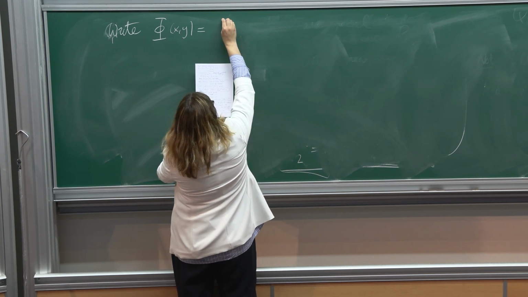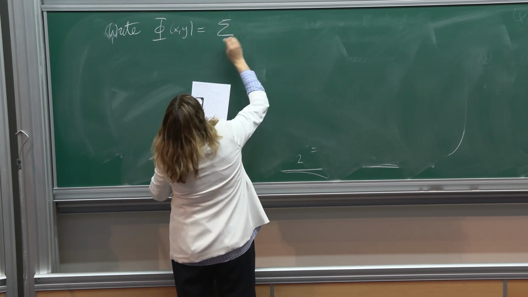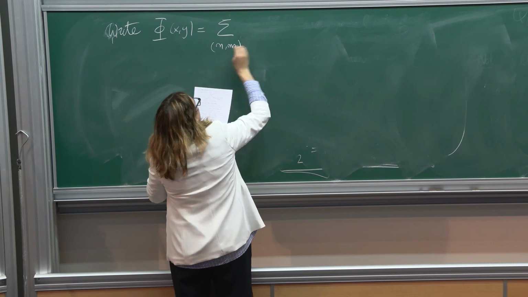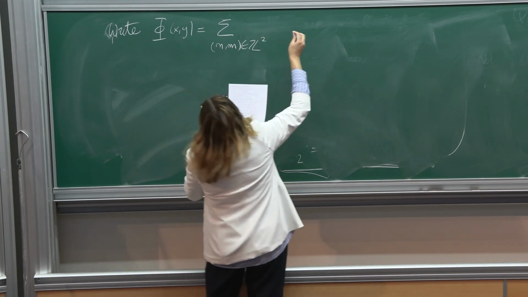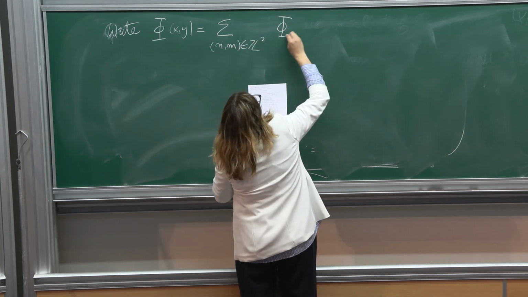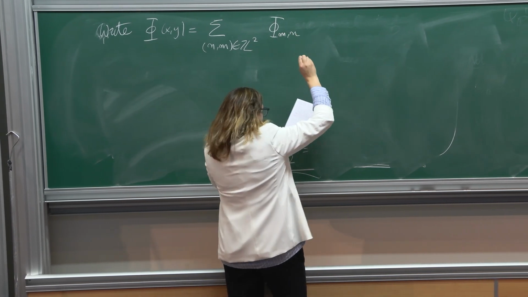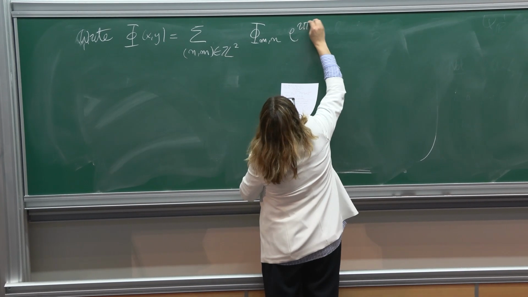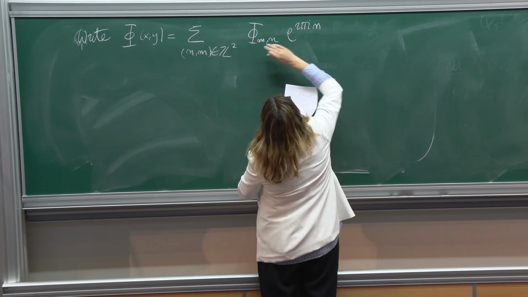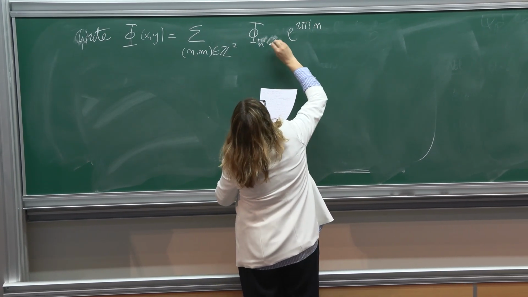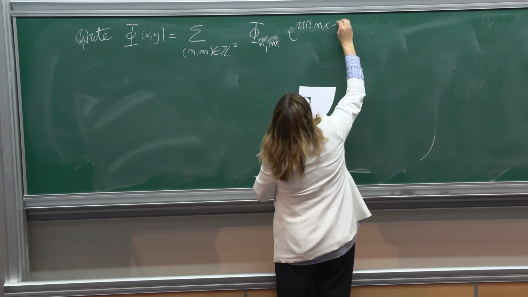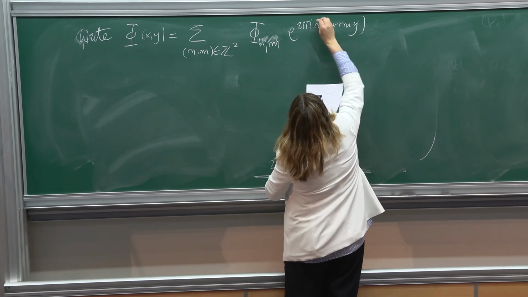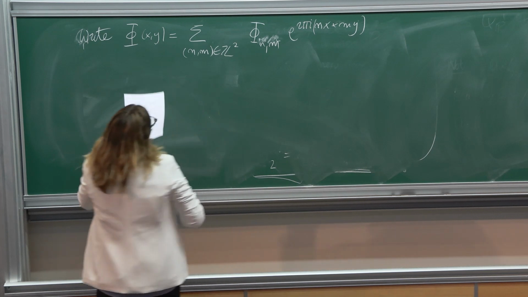So it's the sum over n, m in Z2, and then I have Fourier coefficients mn times e to the 2 pi i (nx plus my).